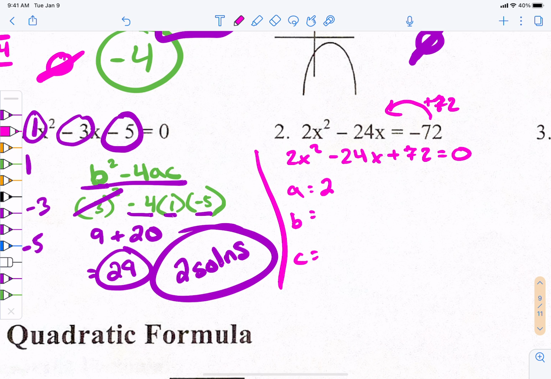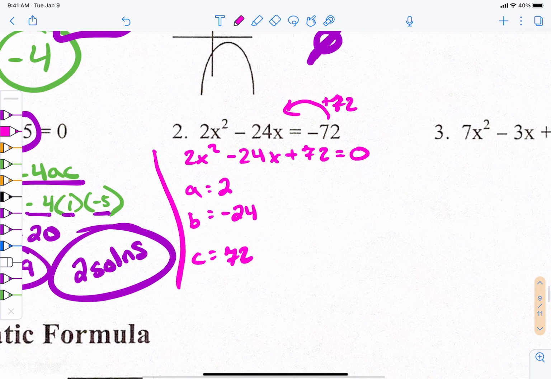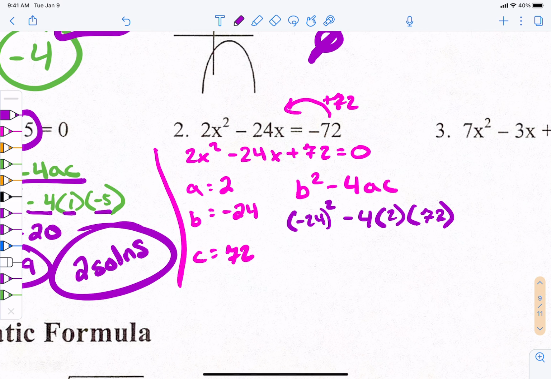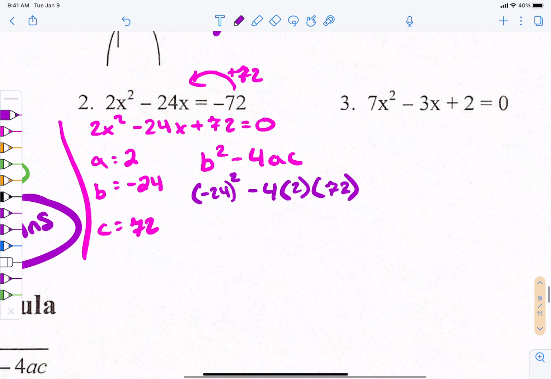A is 2, B is negative 24, C is 72. All right, let's do B squared minus 4AC. B is negative 24, A is 2, C is 72. 24 squared is 576. 576 is 24 squared. Okay?